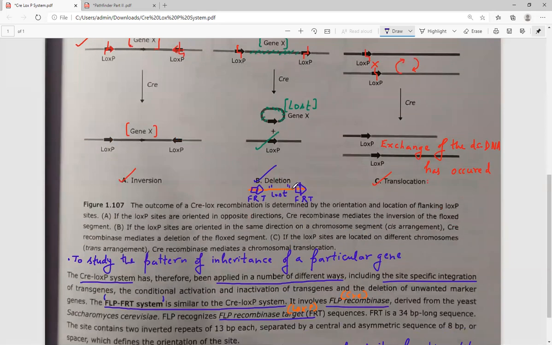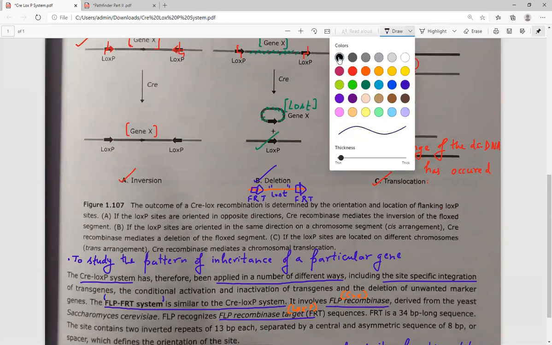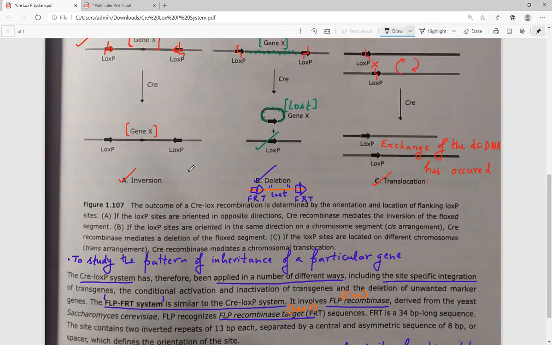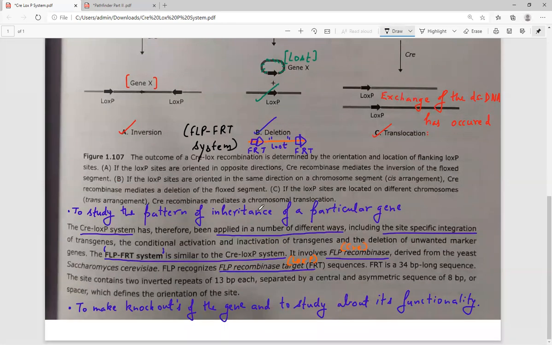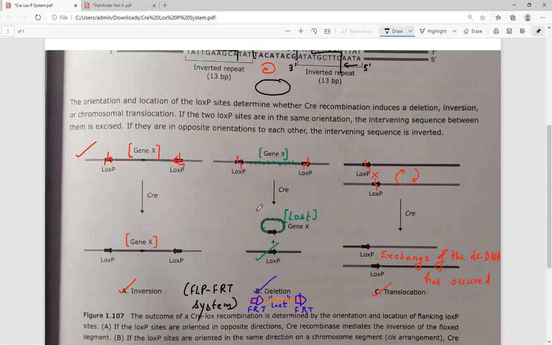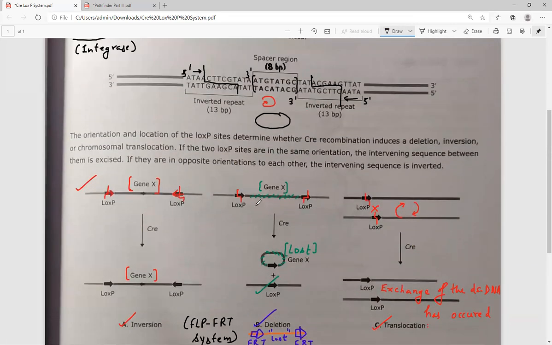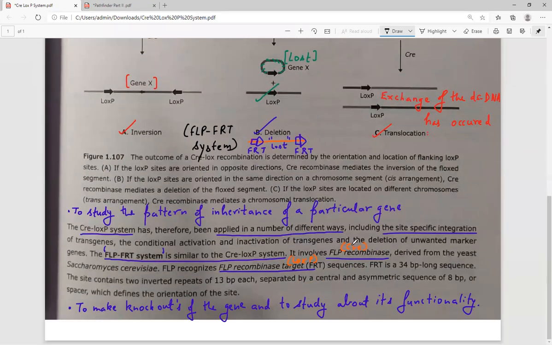Such a system is referred to as the FLP-FRT system of recombination. This is the system that is going to be produced. Any doubt, any problem, you just ask. Wait for a second. We are going to move forward and look at the questions which have been asked in CSIR NET entrance examination and in other entrance examinations.